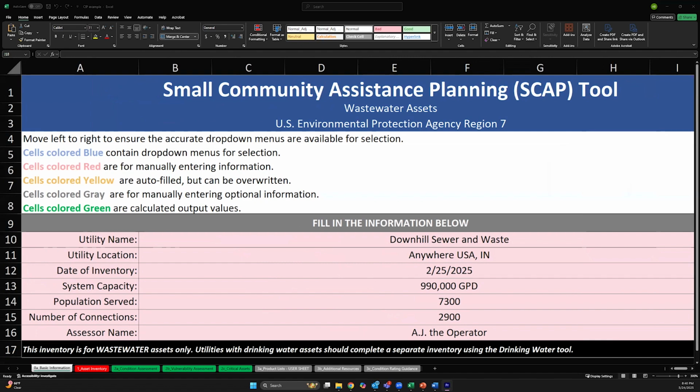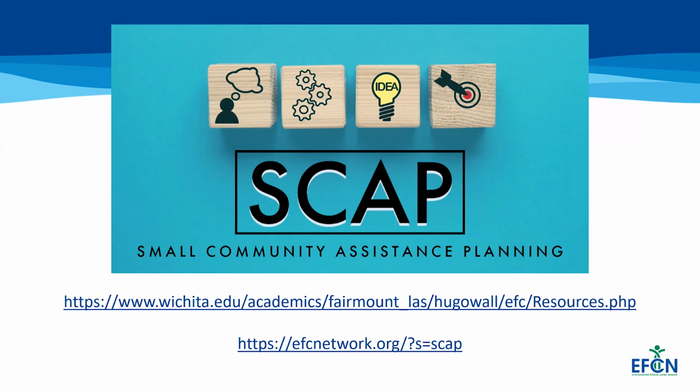The SCAP tool was created by the Eastern Research Group with funding from the EPA and provides simple guidance for systems to catalog and evaluate their systems. Click on the link in the description to download the wastewater or water version. We have also provided a link to the Environmental Finance Center's other resources for using the SCAP tool.